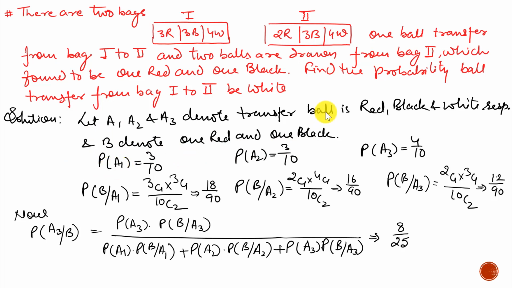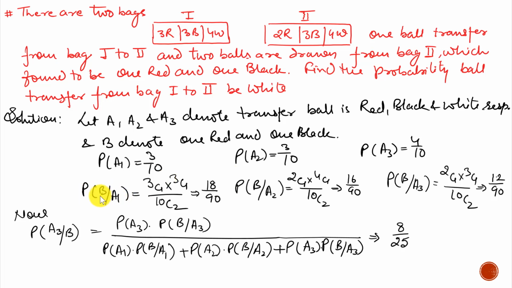What's the probability of A1? A1 denotes a red ball. The probability of a red ball from the first bag is 3 by 10 because we have 3 balls out of 10. Then what's the probability of A2? A2 is a black ball. We have 3 black balls out of 10. The probability of A2 is 3 by 10. Then the probability of A3. A3 is a white ball. We have 4 white balls out of 10 in the first bag. So the probability of A3 is 4 by 10.